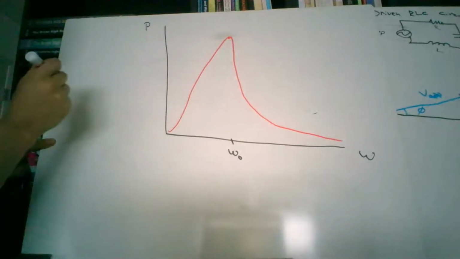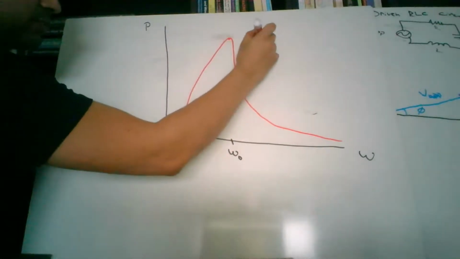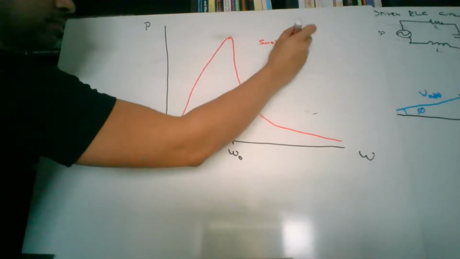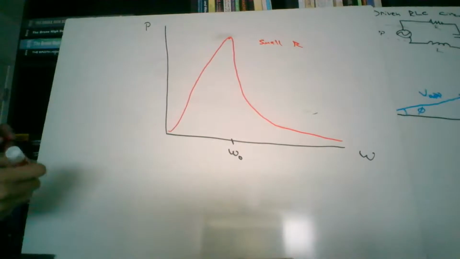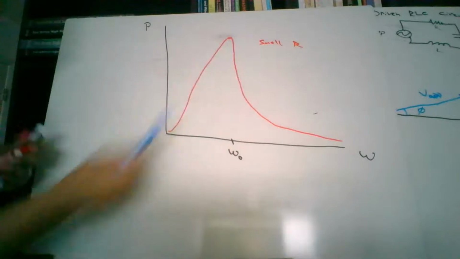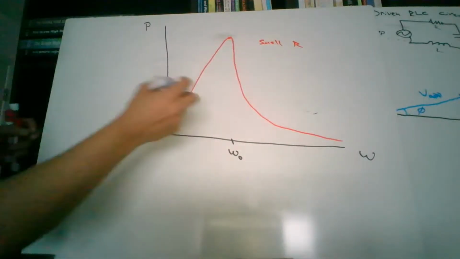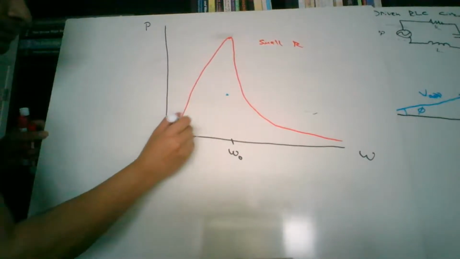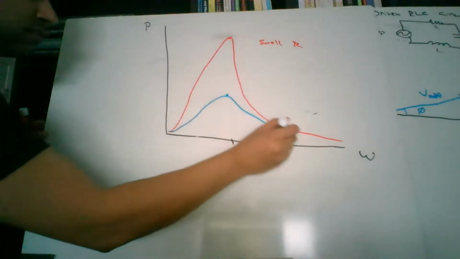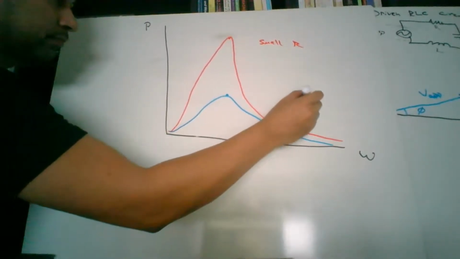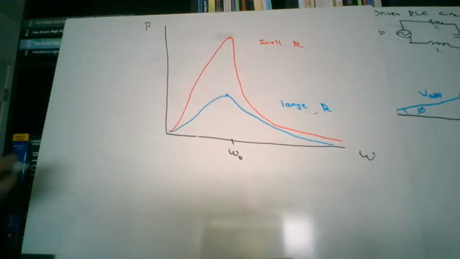So this will happen for small R's. For small R's, you'll get something that looks like that. Now, if you replace the resistor in your RLC circuit with a larger resistor, you will still get a peak at the natural frequency. It just won't be as high. So it'll look something like that. That's for larger R's, large resistor values. You will get a graph that looks something like that.